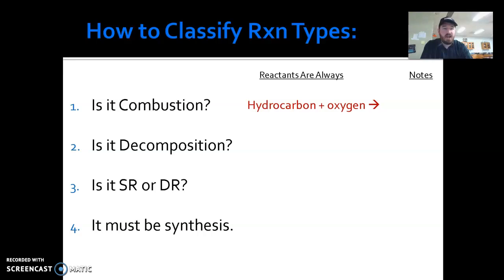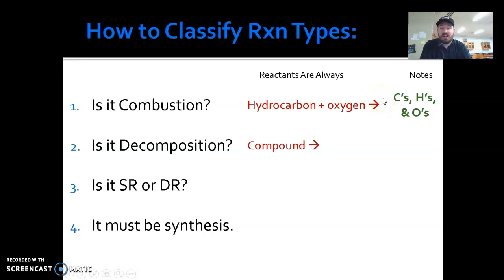So if you see a hydrocarbon or something with H's and C's plus O2, we know we have a combustion reaction. So you're looking for C's, H's, and O's in your hydrocarbon, in your reactant side. And remember, the reactant side is the left side of the arrow.